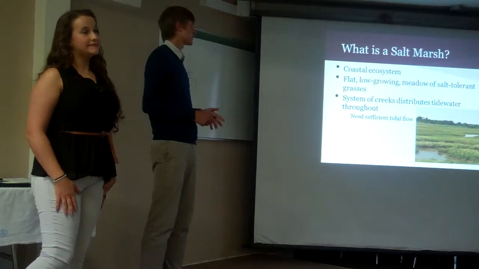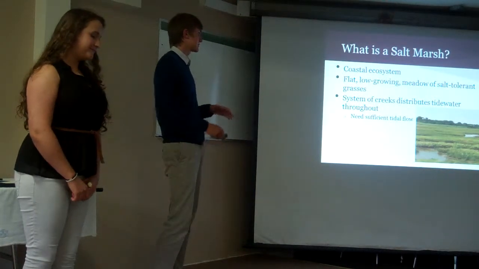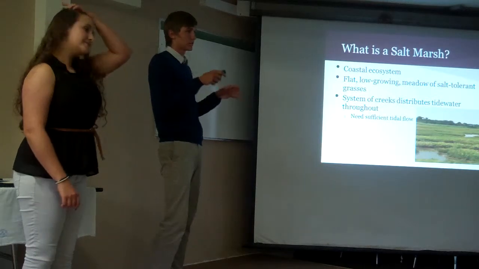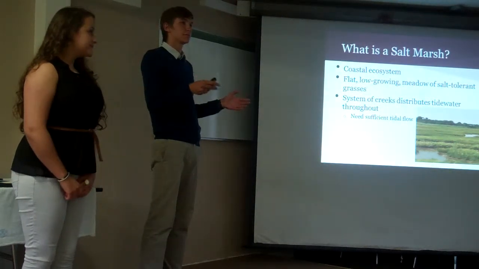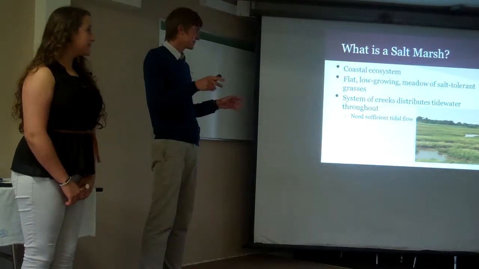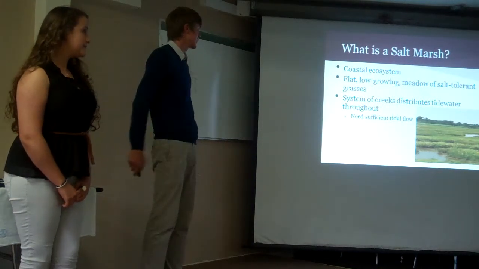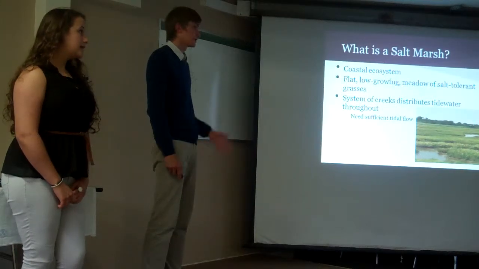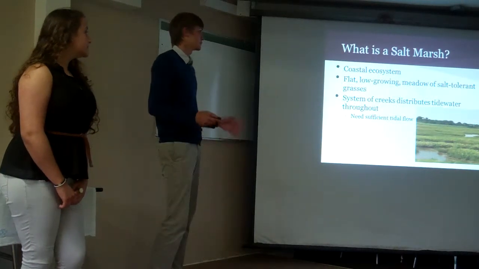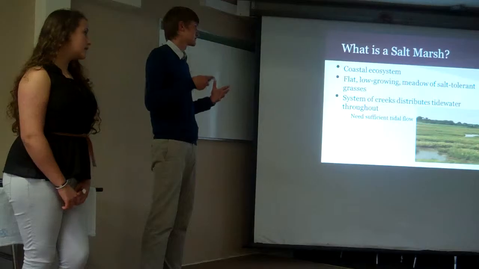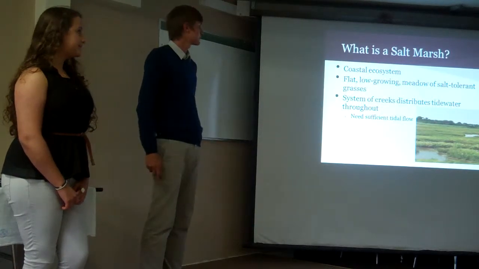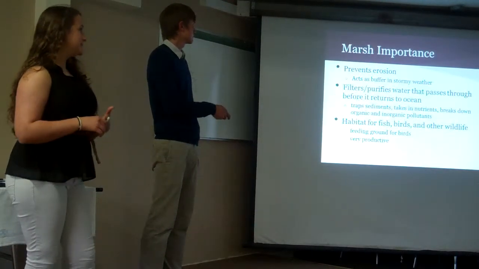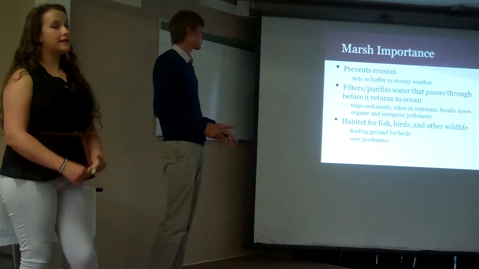So a salt marsh is essentially a coastal ecosystem. It's basically an area with a bunch of saltwater pools surrounded by low salt-tolerant grasses. There's usually a system of creeks that distributes tidewater throughout the marsh because the habitat requires tidal flow for the species that live there. So marshes are very important.